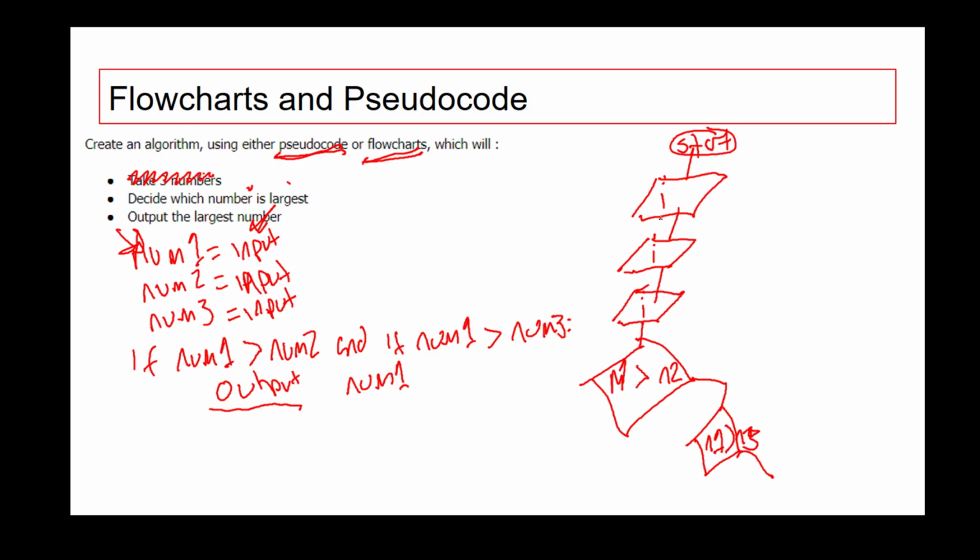Another way of doing it is having your 3 inputs, and then instead of having this decision here, having a process, and inside that process have n1 equals L. So then that L there represents largest, and it's a variable that you can keep track of. So there's 2 different ways of going around and solving that.